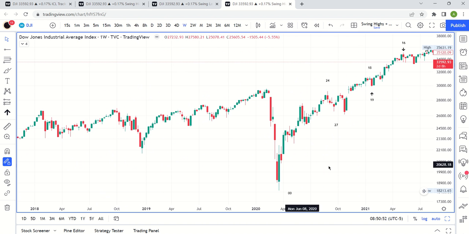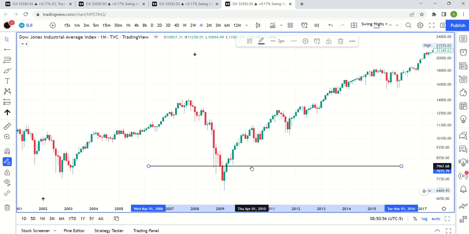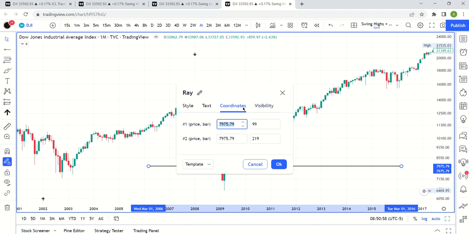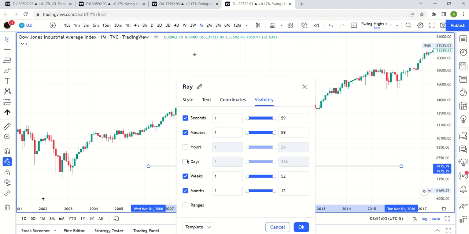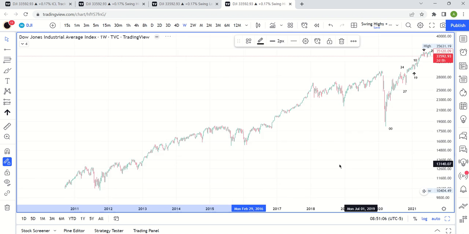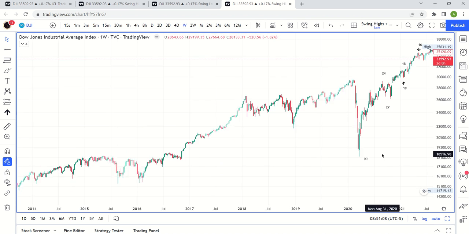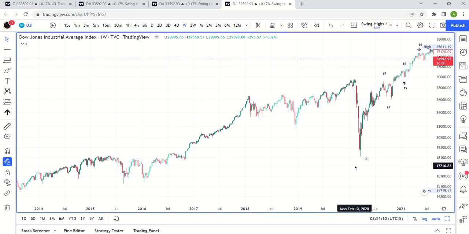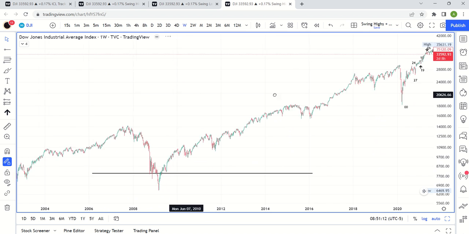Let's see. Right. So I think, let me just make sure that this line is visible on the weekly level. Yeah, we'll turn it on. So now we'll zoom down to the weekly. Let's see. Where does that leave us? Oh, that's 2009. There we go.